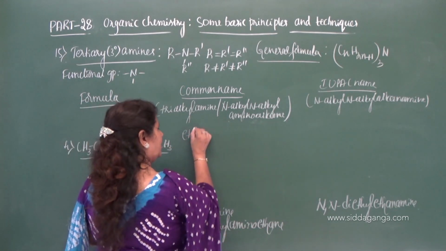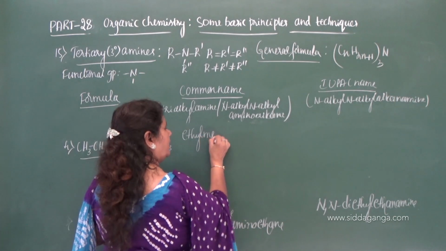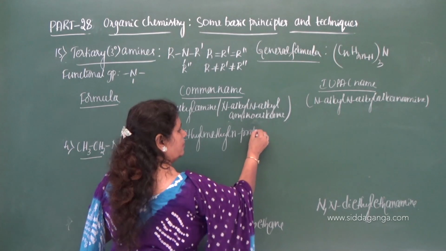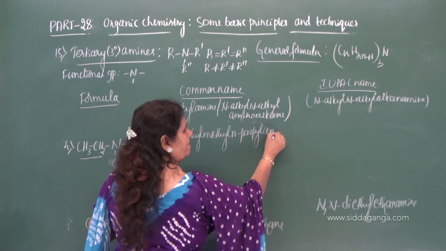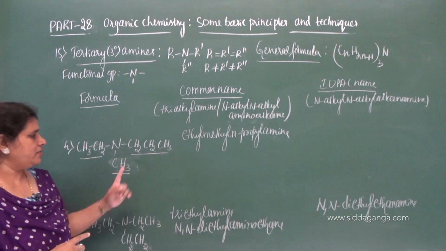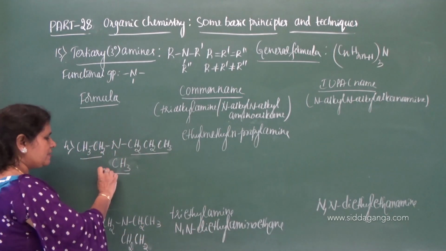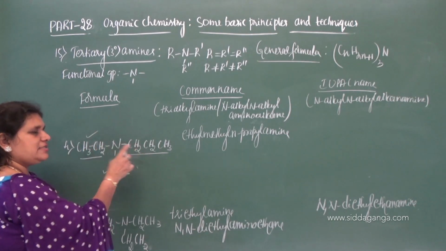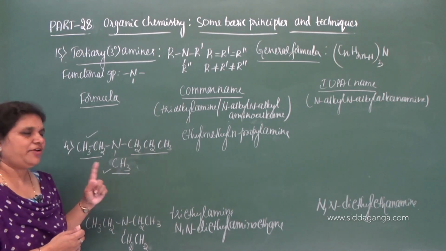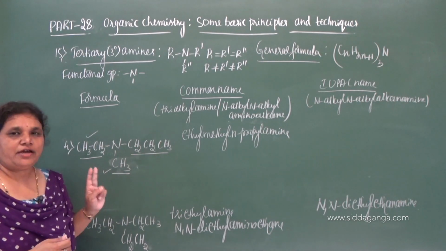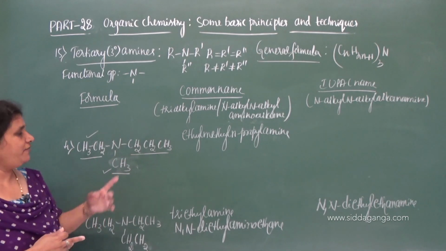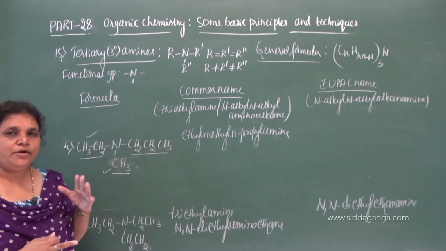So ethyl, methyl, N-propyl amine. Ethyl, methyl, N-propyl amine. So out of these three, this is smaller and this is smaller, and this is the larger group containing more number of carbon. In methyl we have only one carbon, in ethyl we have 2 carbon atoms, but in N-propyl we have 3 carbon atoms. Therefore, we need to take propyl as a root word.